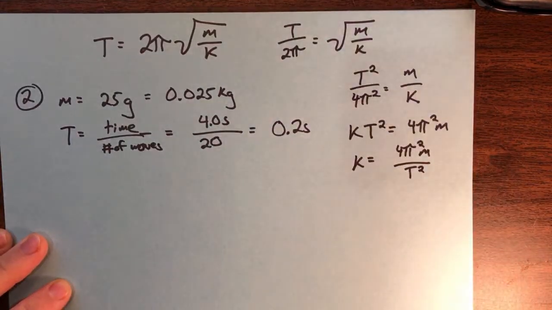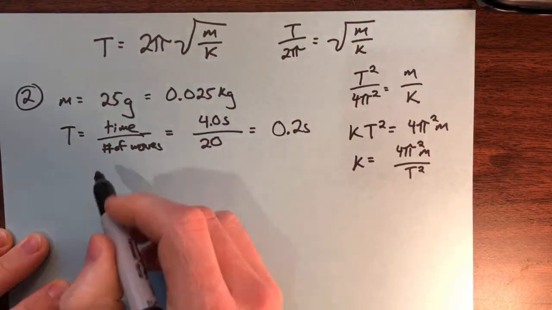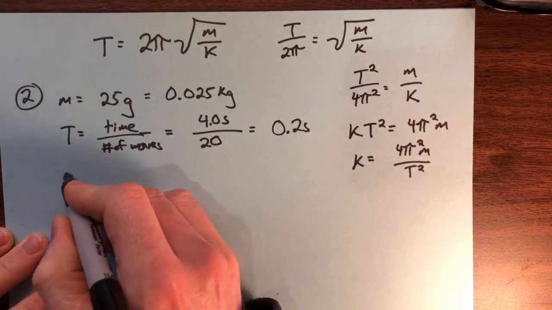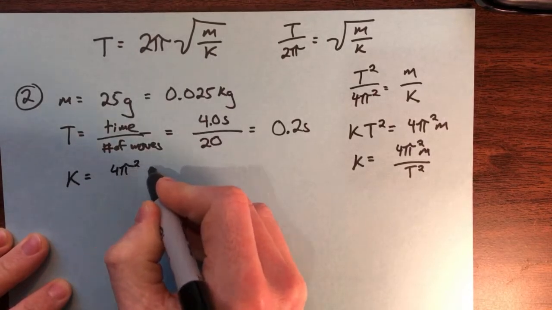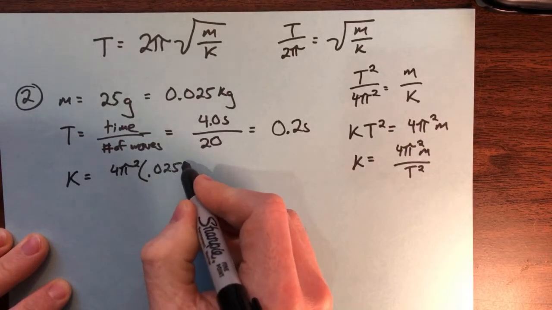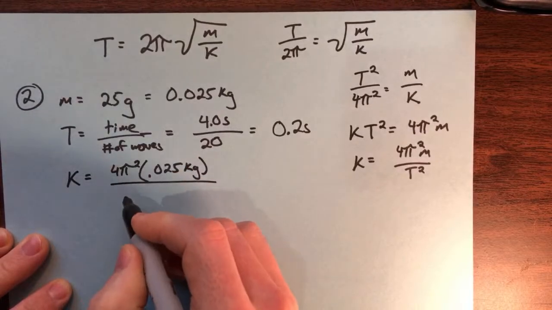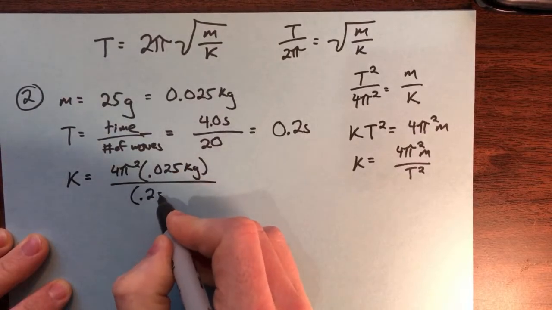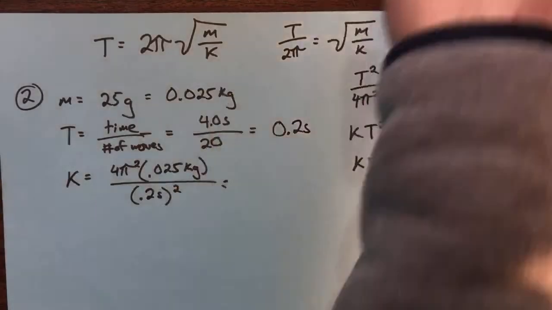Now, what we want to do is just substitute in for these different values that we have. So let's come back over here. So that's going to be k is going to be 4 pi squared times m, 0.025 kg, all over your period of 0.2 seconds squared. So let's do that.